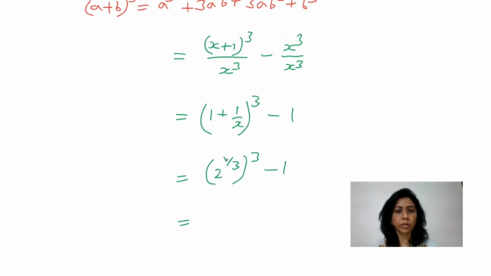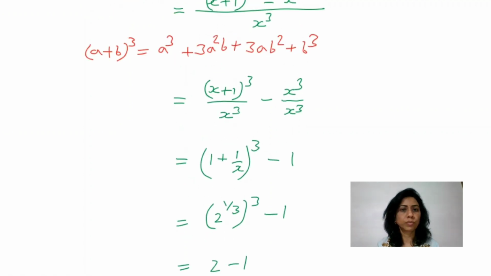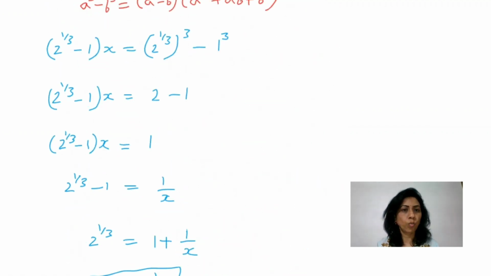Here 1 upon 3 multiply 3, we get 1. It means 2 to the power 1, so 2 minus 1, yes, 1. And this is our final answer. So the final answer is 1.